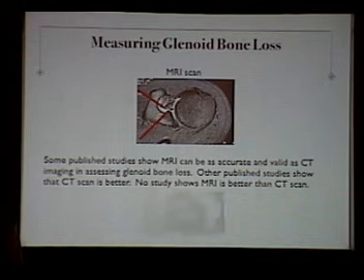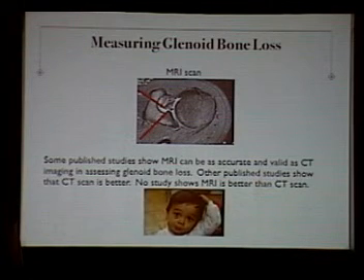So given that, you have to scratch your head and kind of wonder, do I just go with what's considered the gold standard still, which is the CT scan?